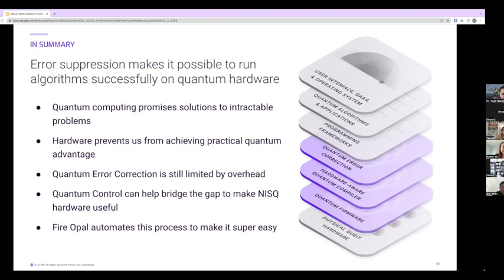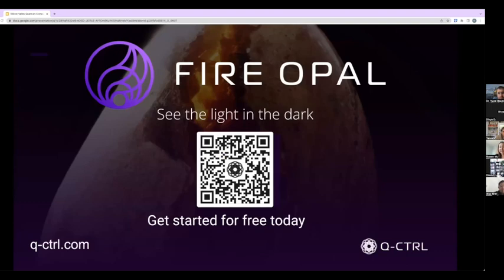Hardware is essentially the key to getting us closer to the point of practical quantum advantage. However, we can help to bridge these gaps using these techniques within the field of quantum control. You can leverage this in an entirely automated pipeline using the package Fire Opal, for which we've shown proven results that have been benchmarked. So you can go ahead and get started today. You can sign up for Fire Opal.